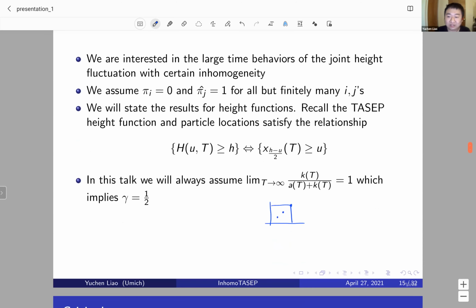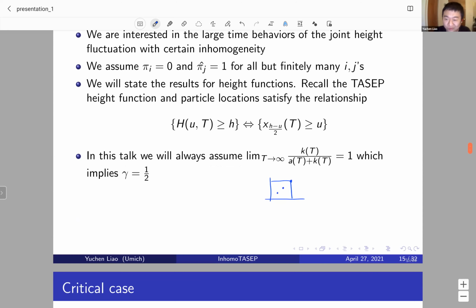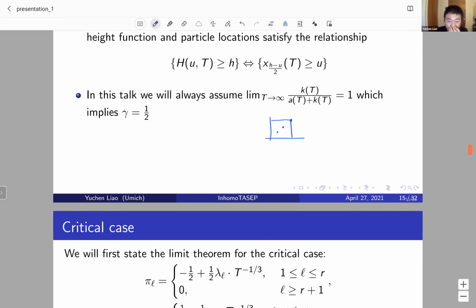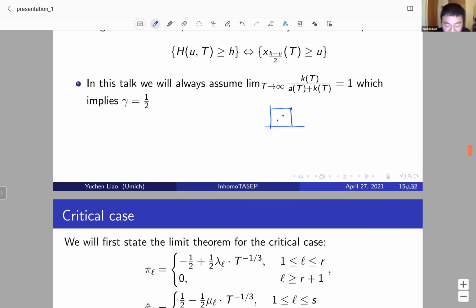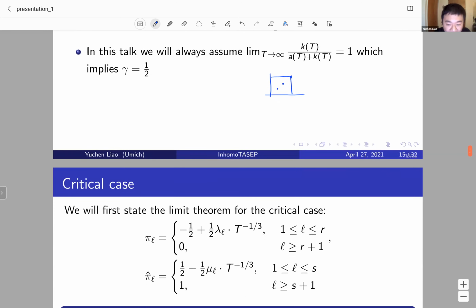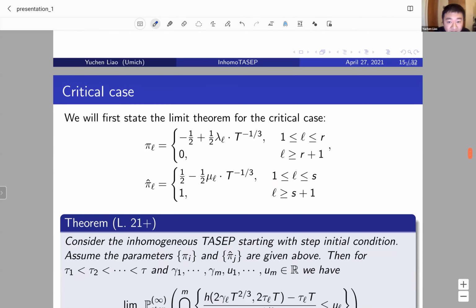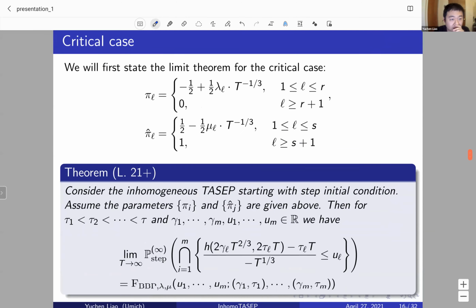In general, one can assume the limit ratio goes to any positive number, and then the critical value changes, but just for presentation reasons, I'll make gamma a half. And then what's the asymptotic result I would like to present? It's the following. First, I present the critical case. It's the most interesting case.